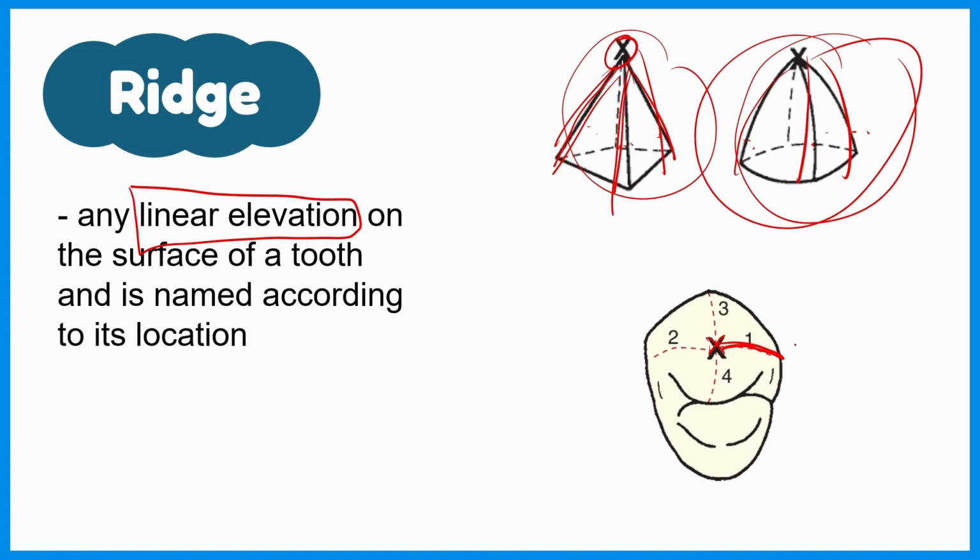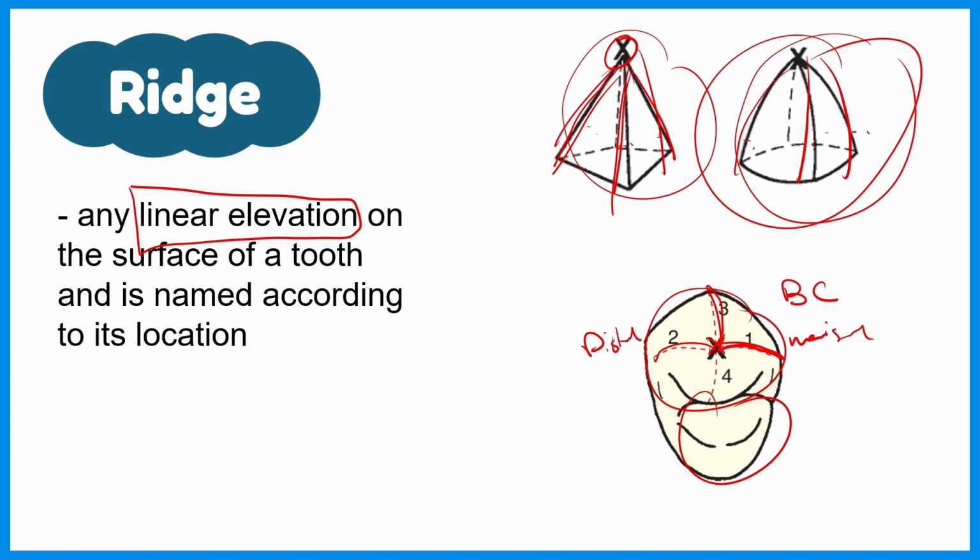This is your mesial ridge. This is your distal ridge. It's named according to its location. That's the buccal cusp, that's the lingual cusp. So this would be the mesial ridge of the buccal cusp, and this would be the distal ridge of the buccal cusp.